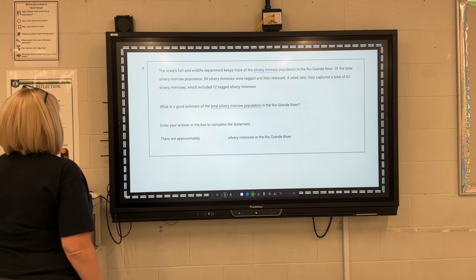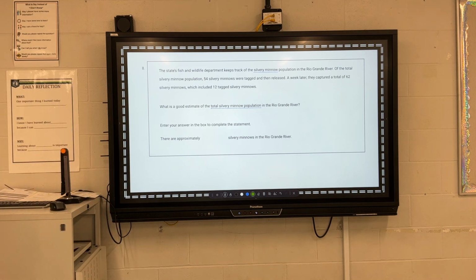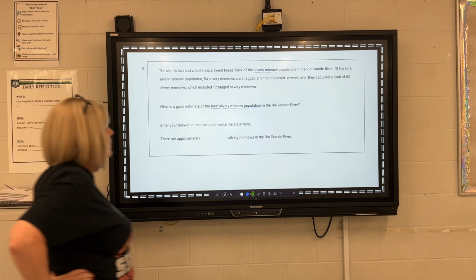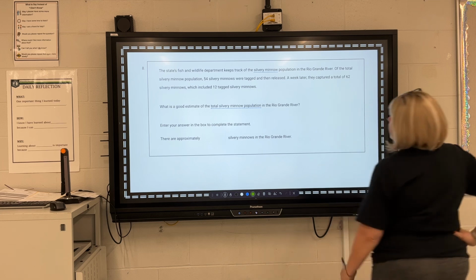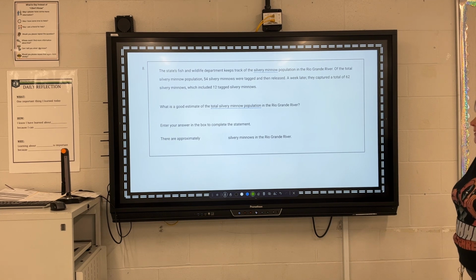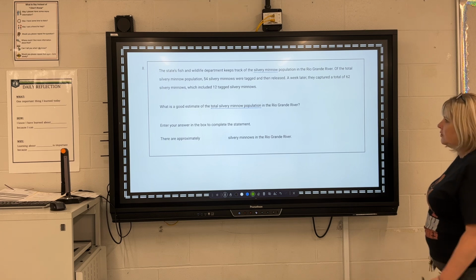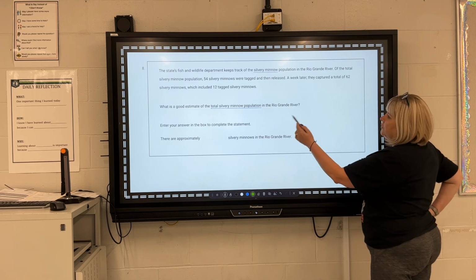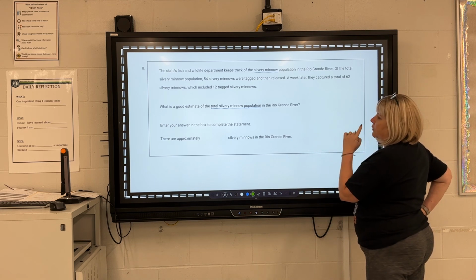Number 8. The state's Fish and Wildlife Department keeps track of the silvery minnow population in the Rio Grande River. Of the total silvery minnow population, 54 silvery minnows are tagged and released. A week later, they captured a total of 62 silvery minnows, which included 12 tagged silvery minnows. What is a good estimate of the total silvery minnow population in the Rio Grande?